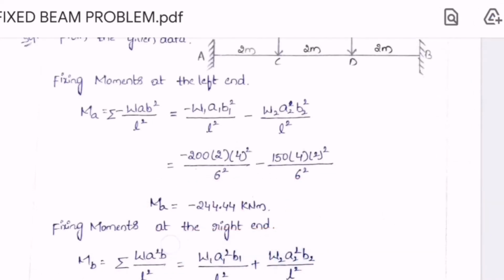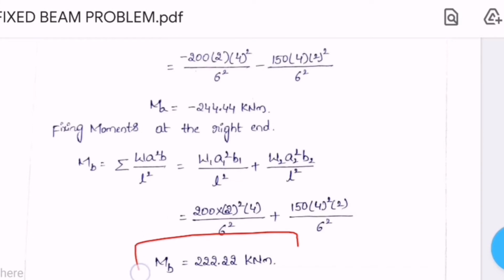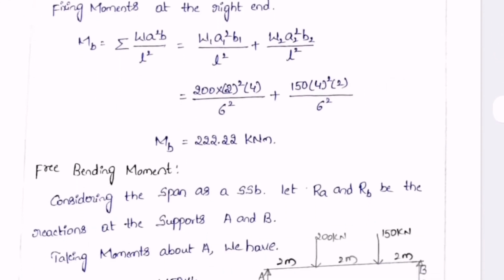Similarly, from the right side we have fixed end moments as WA square B by L square, and one more is WA2 square B2 by L square. Remember, L will be the same 6 meters, but A and B will be changing depending on the load. So if you solve that, we are getting MB as 222.22 kilonewton meter. So this will be the fixed end moments from the left and right end, that is at A and B. So this is a very simple problem.